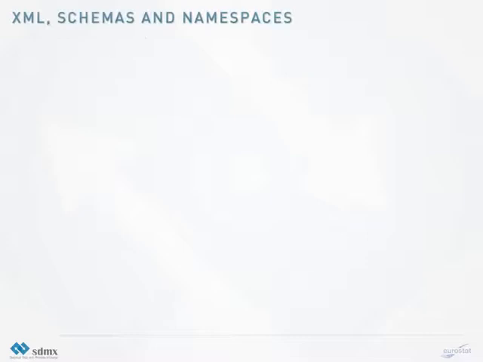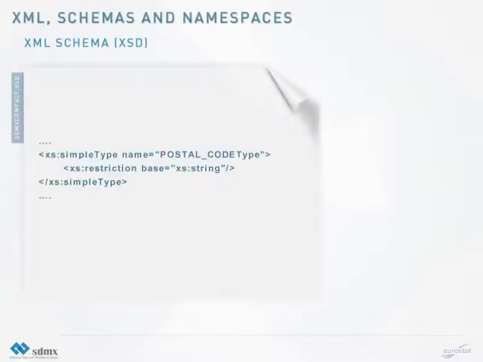For example, inside one schema created to validate one SDMX data file, there are several specifications. In this case, there is the specification of the type postal code type, with one restriction. That means that if there is any element declared of this type, the value of the data file must be a string.